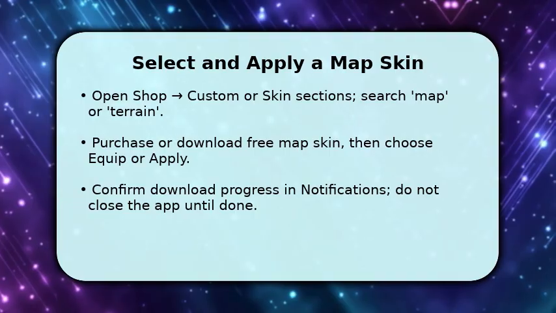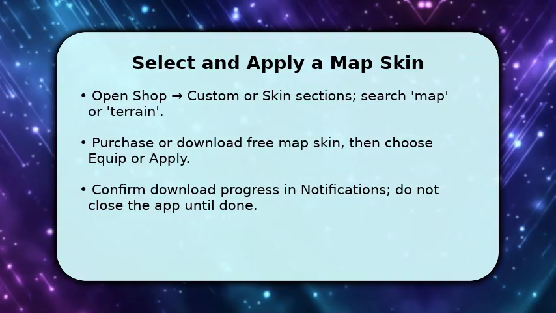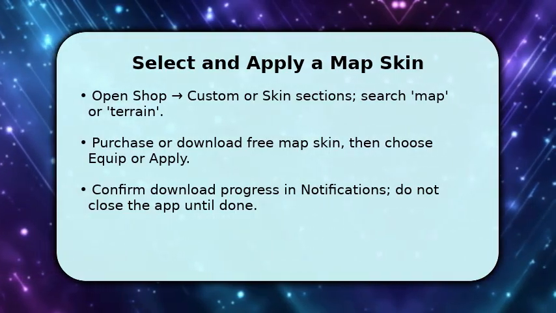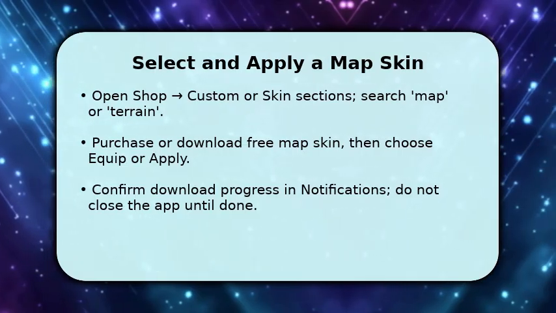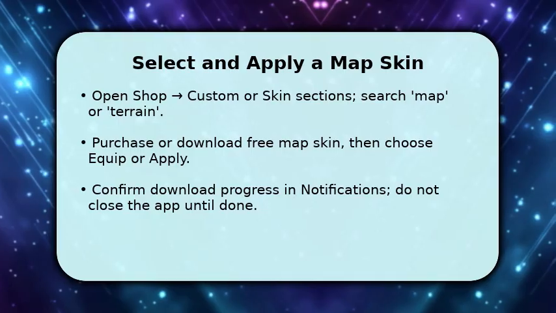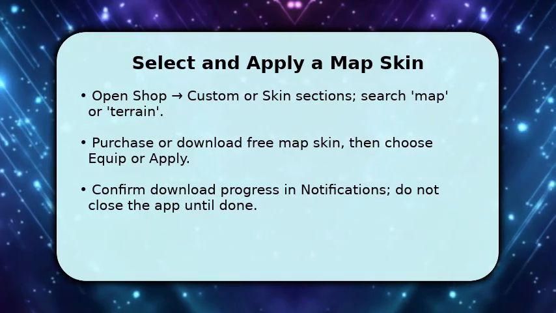After acquiring the asset, tap Equip or Apply. This tells the client to replace the default map texture. Make sure the download finishes in notifications. If interrupted, the game may revert to the default. Once applied, the map is staged for matches.